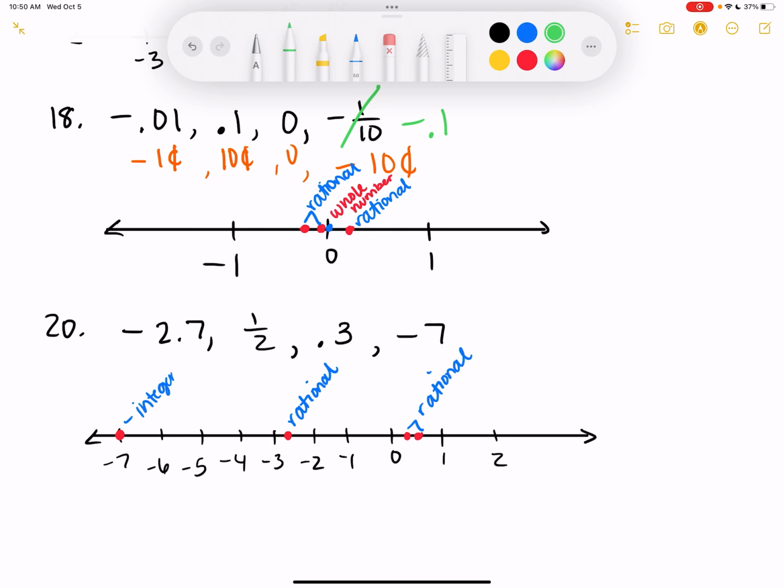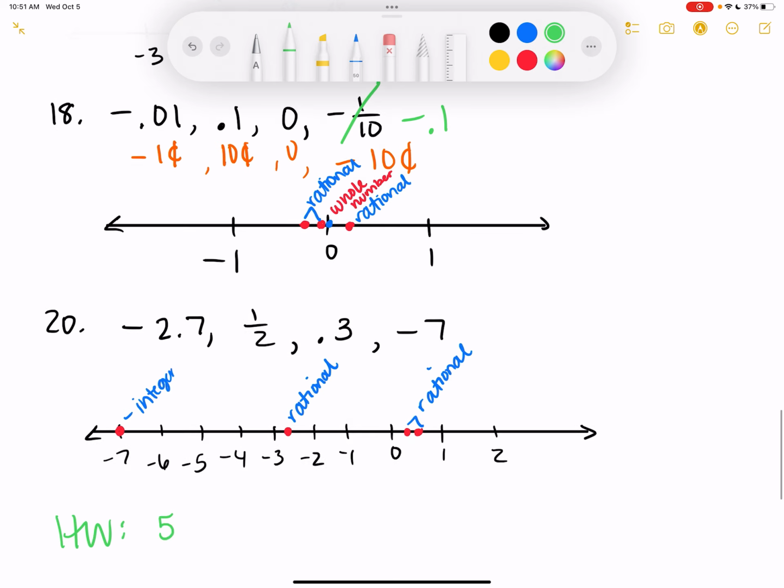Okay, so based on what we've done so far, let's see, 5 through 17 odd.